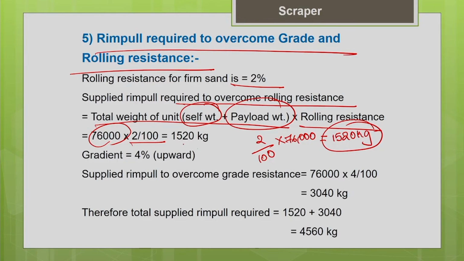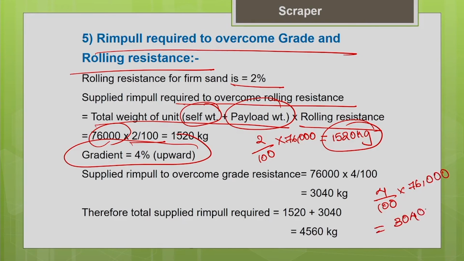Similarly, the gradient is given as 4%. So, how much power is needed to overcome the grade resistance? 4 by 100 into the gross weight of the machine, 76,000 kg. That gives me the value as 3040 kg. This much power is needed to overcome the grade resistance.